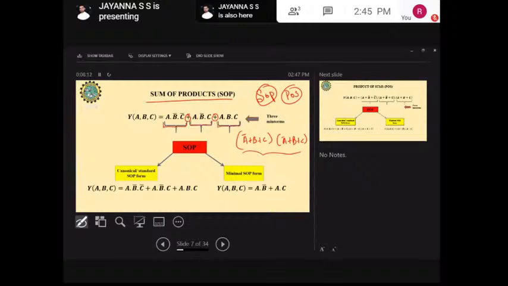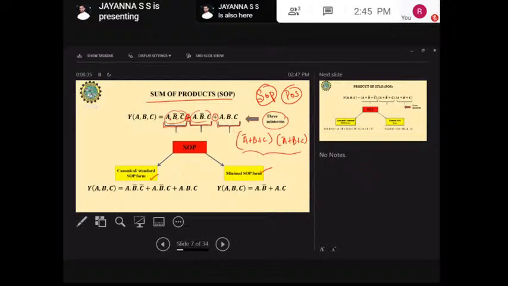Okay, it is known as sum of products. There are three min terms. You can see that there is a product here and there is a summation here, so it is known as sum of products. This SOP can be classified as canonical or standard SOP and minimal SOP form.